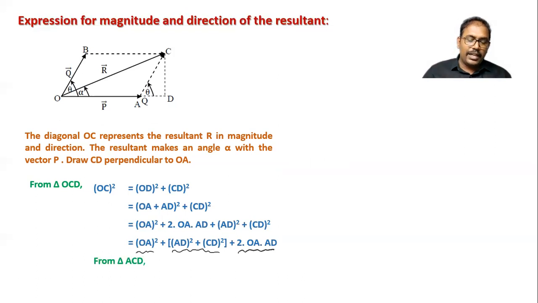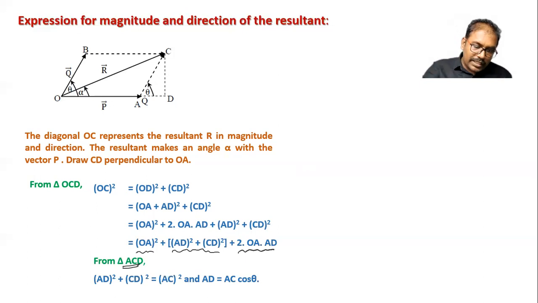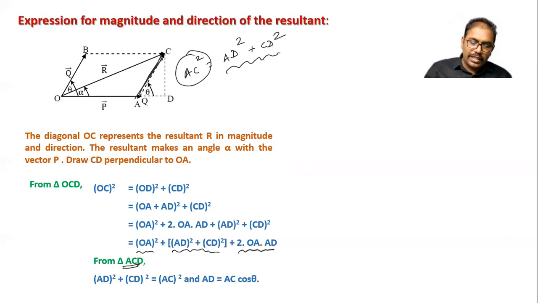Then from triangle ACD, I again apply Pythagoras, and tell me, AC square is how much? AC square is AD square plus CD square. So you can see here this AD square plus CD square is AC square. Instead of these two terms, I can substitute AC square.